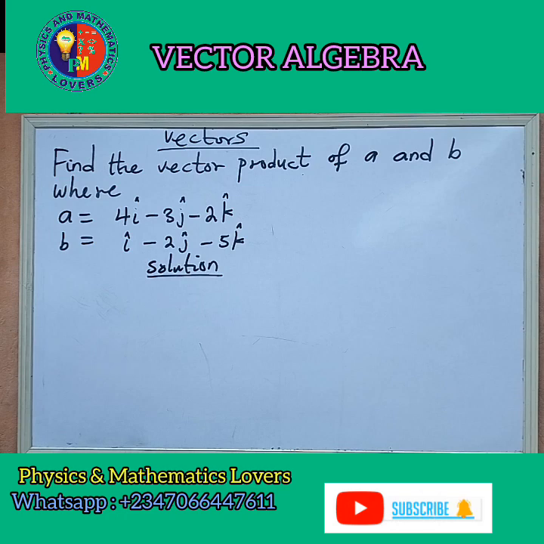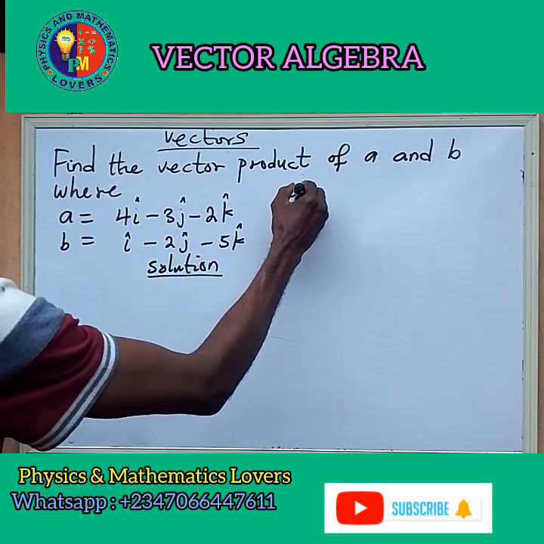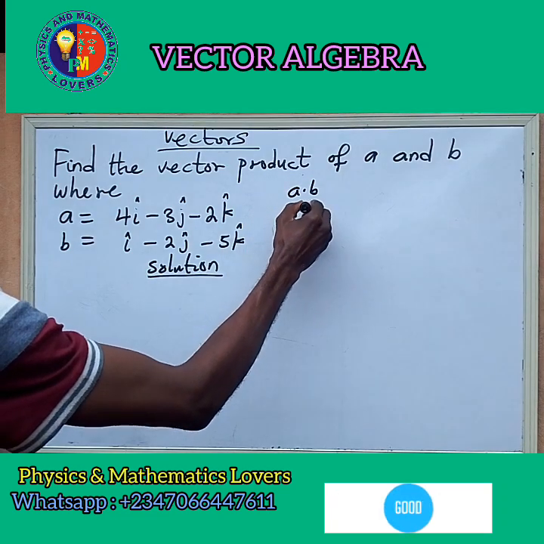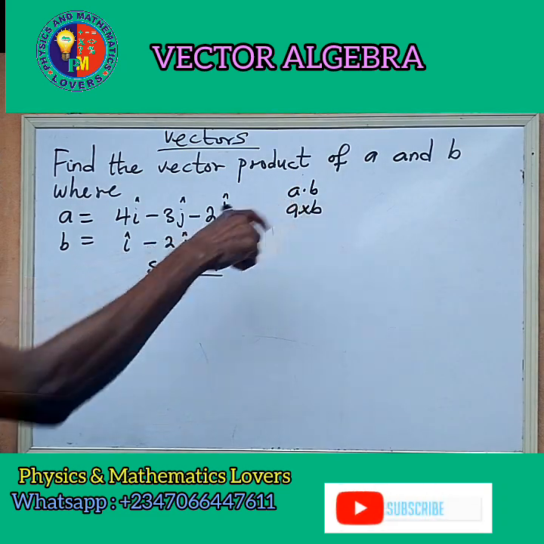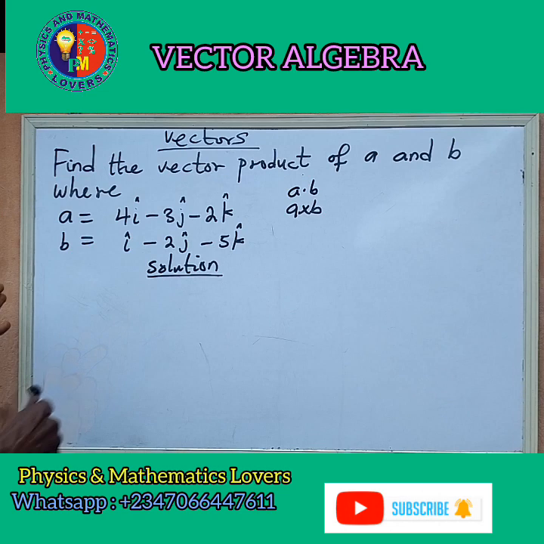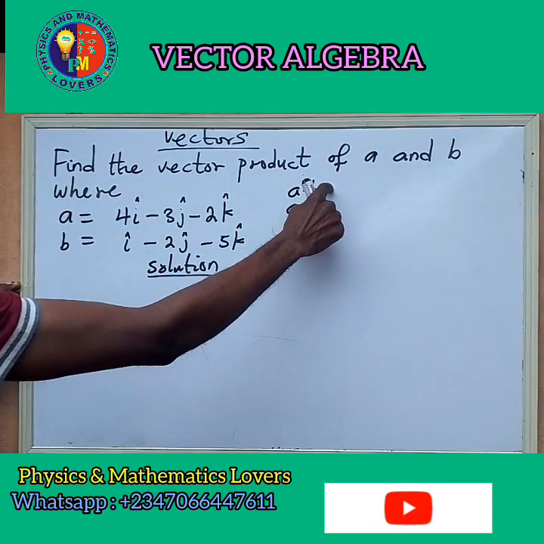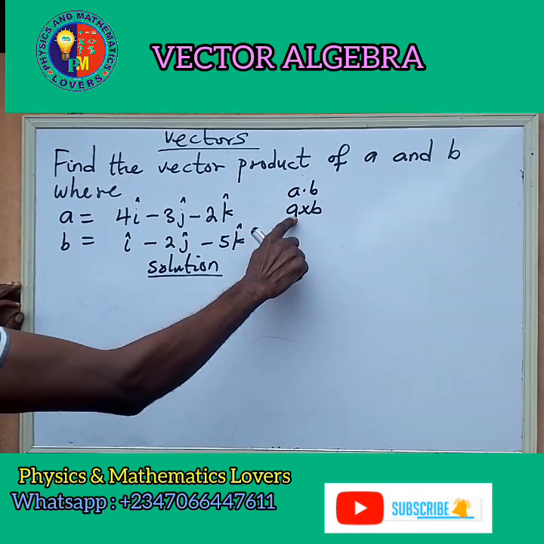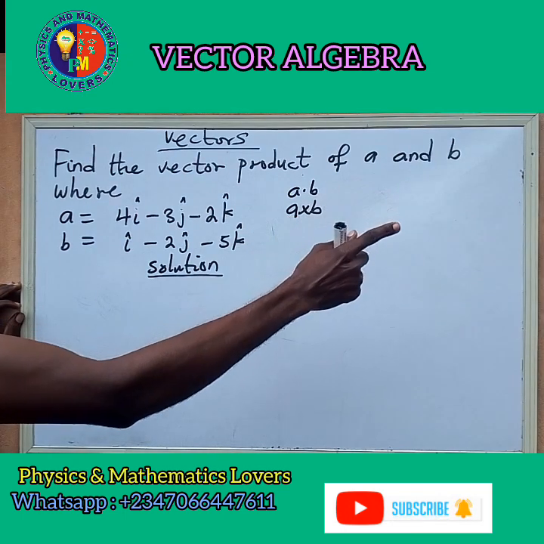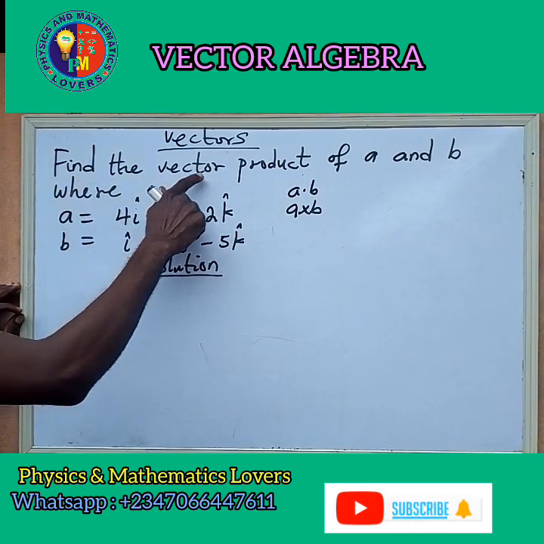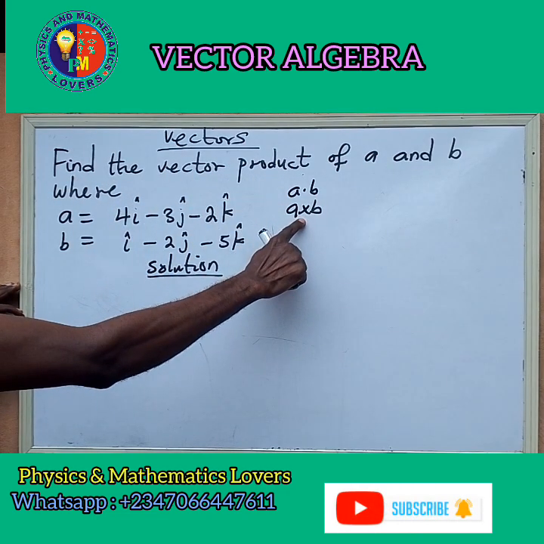Before we solve this, I want to bring to your notice that in vector algebra, there are two basic products. The first one is the dot product, and the second one is the vector product. Both of them are products of two vectors. This formula is different from this. You can also call this one the cross product. So the one they ask us here is this particular product.